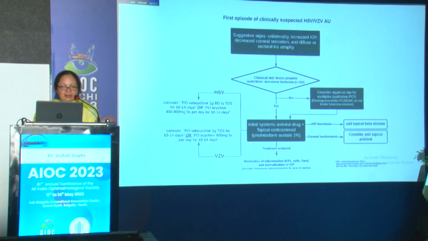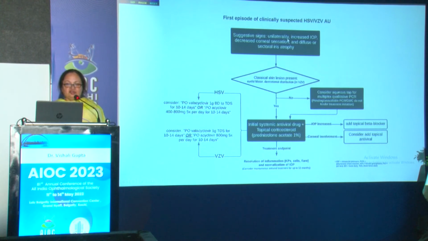So this is the algorithm which we have for herpes. If you have suggestive signs, which are unilaterality, increased IOP, decreased corneal sensation, sectoral or diffuse iris atrophy, look in the past if there are any classical skin lesions present, like the blister, dermatomal distribution. If present, just go ahead, start systemic antiviral and topical steroids. Generally, prednisolone acetate was preferred, and see the treatment endpoint: reduction in the IOP and the resolution of inflammation.